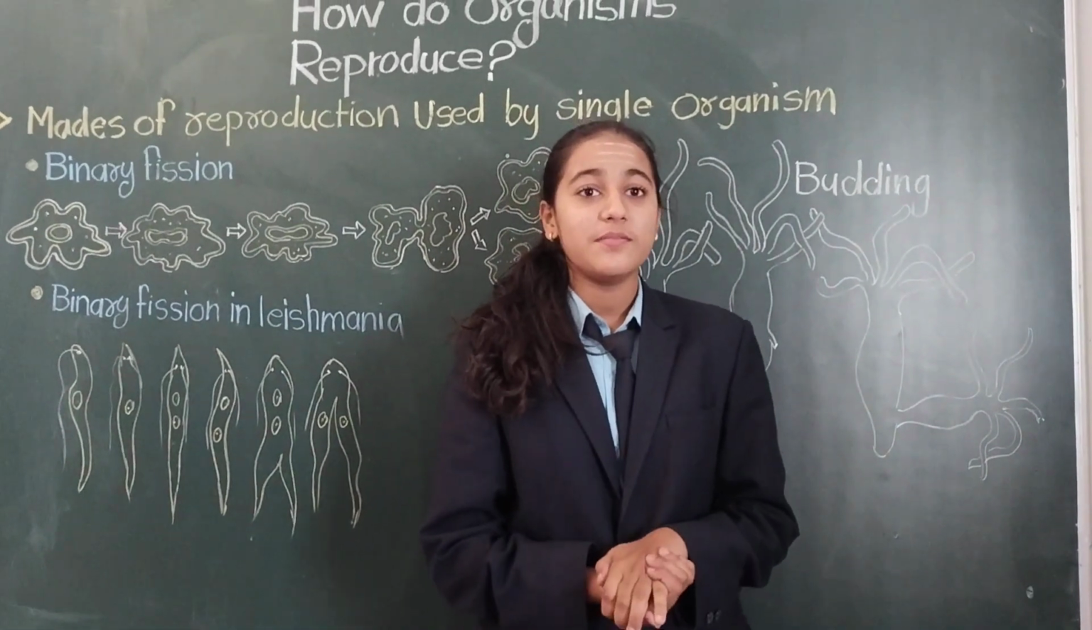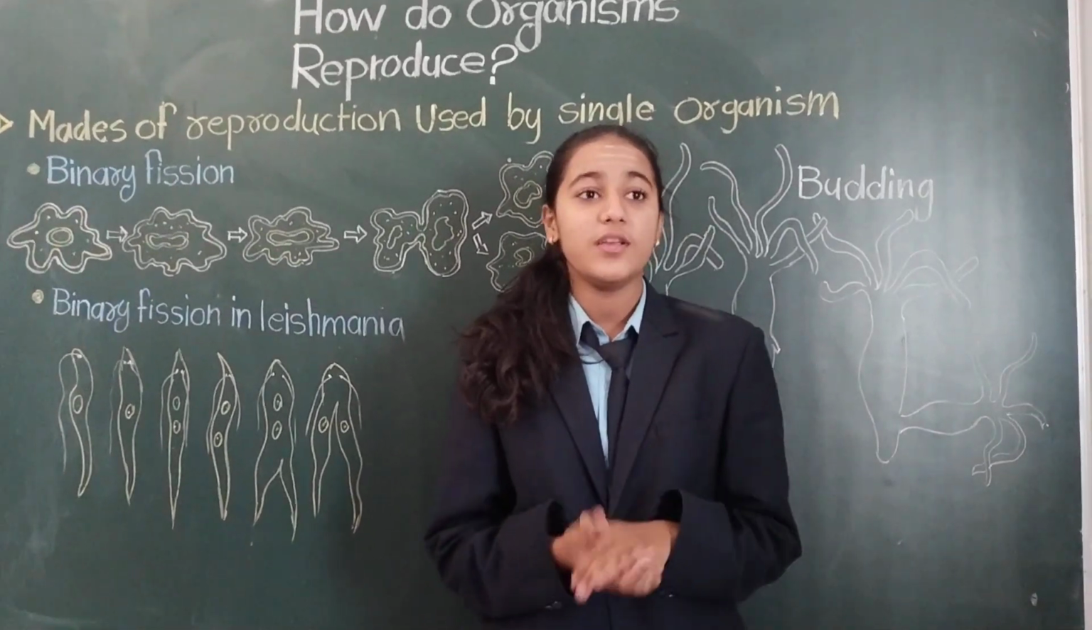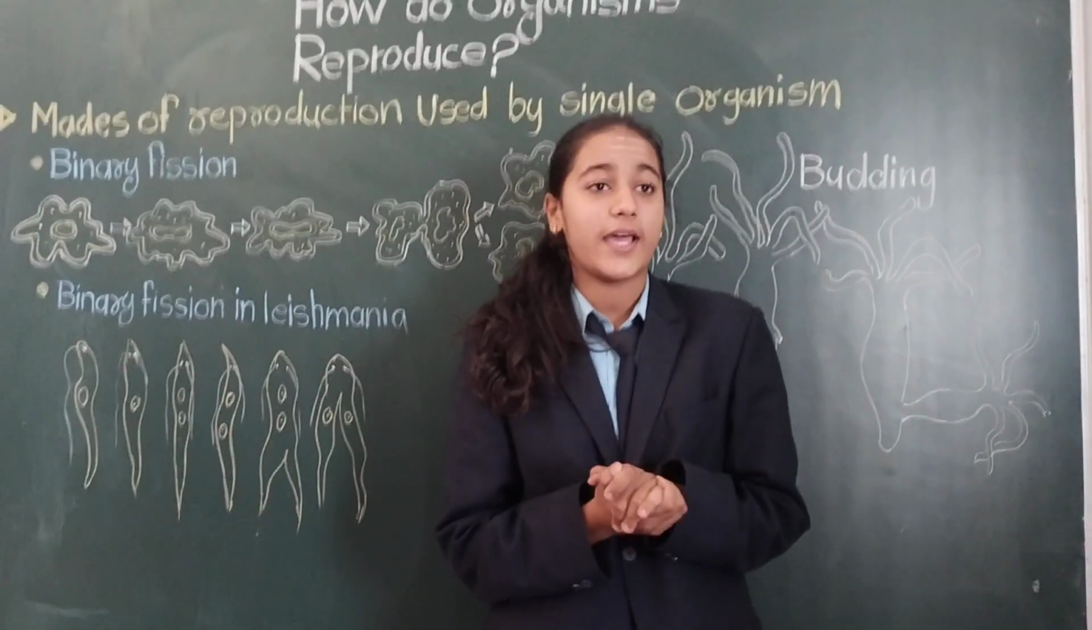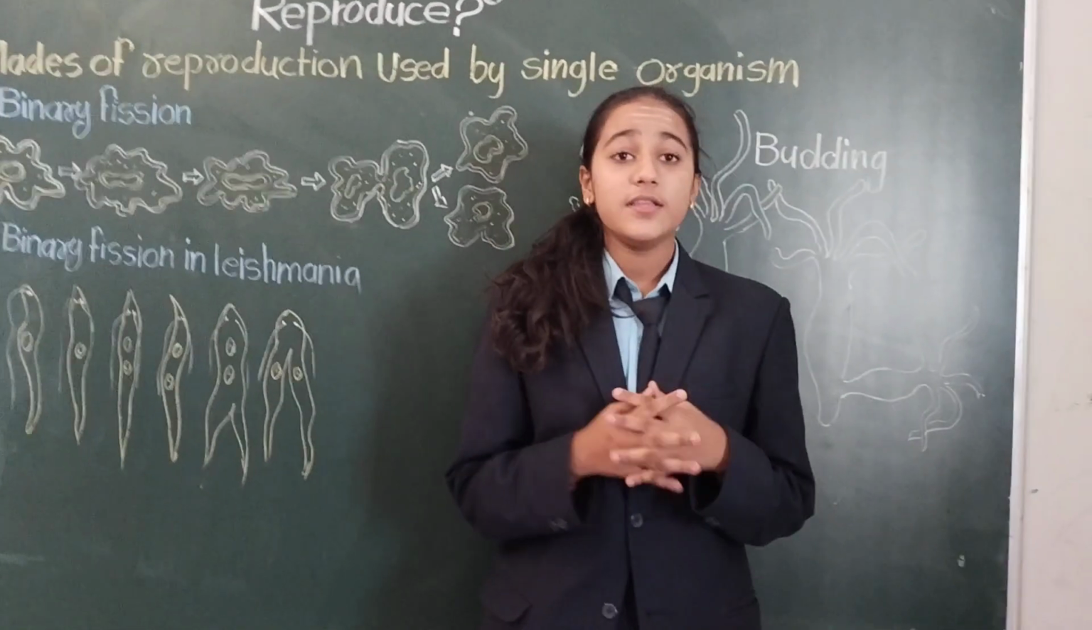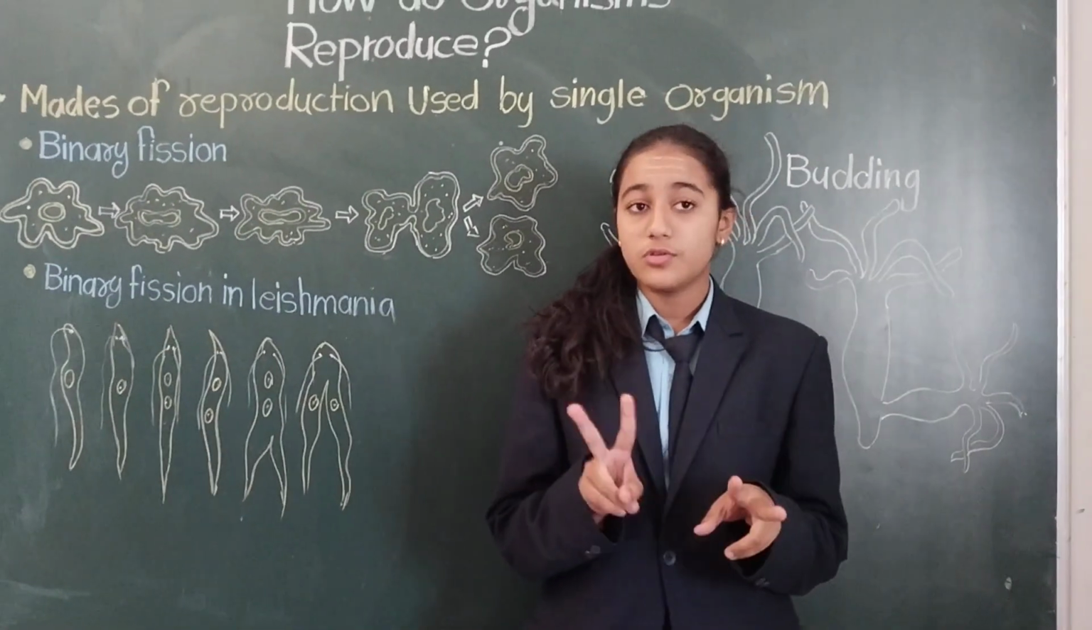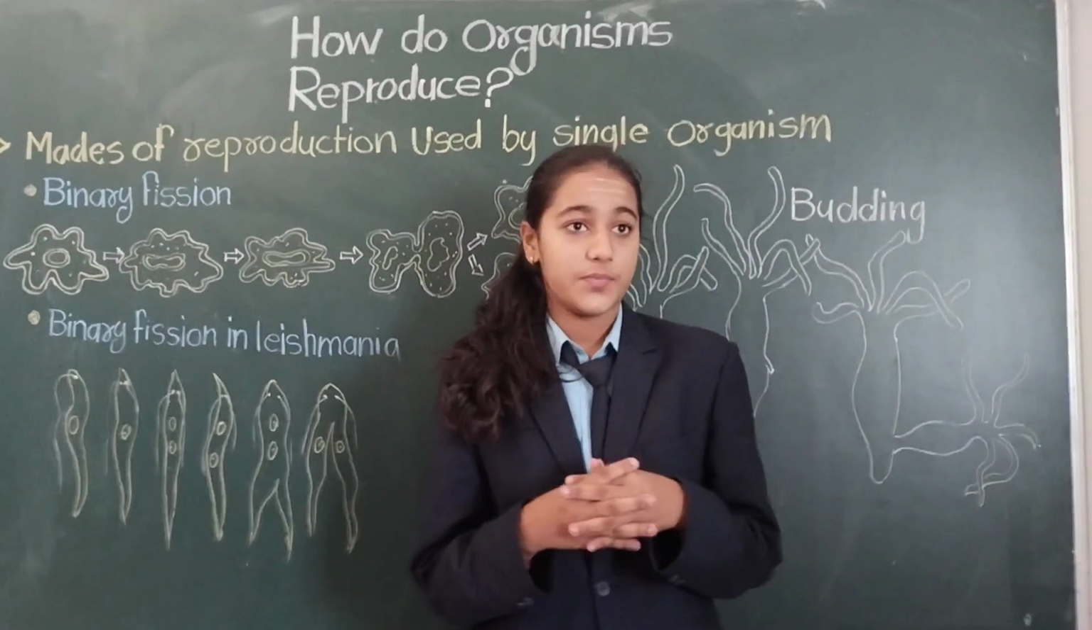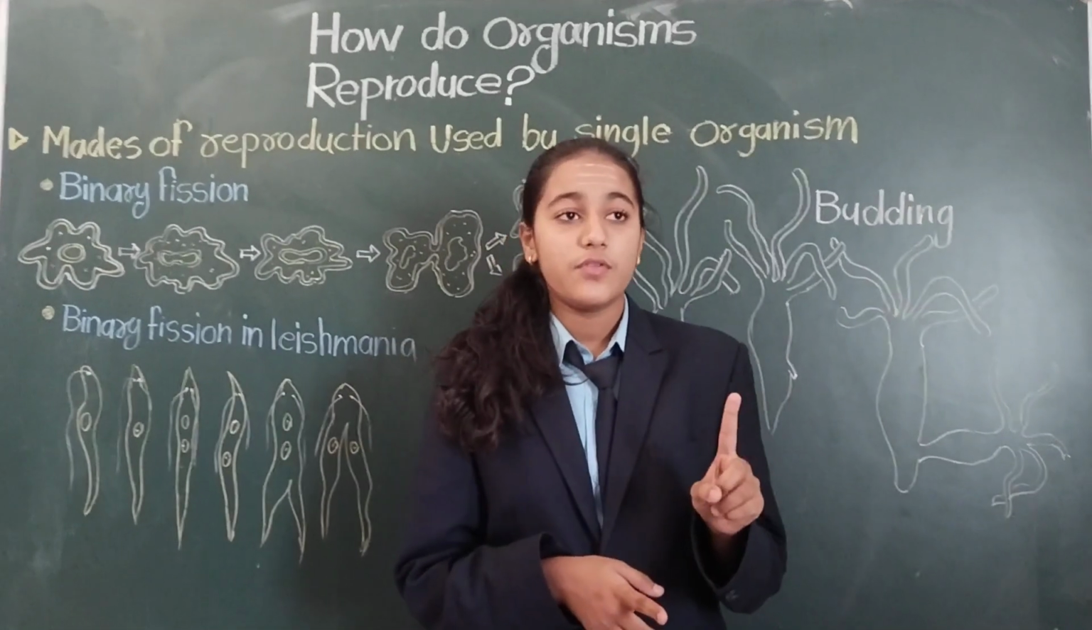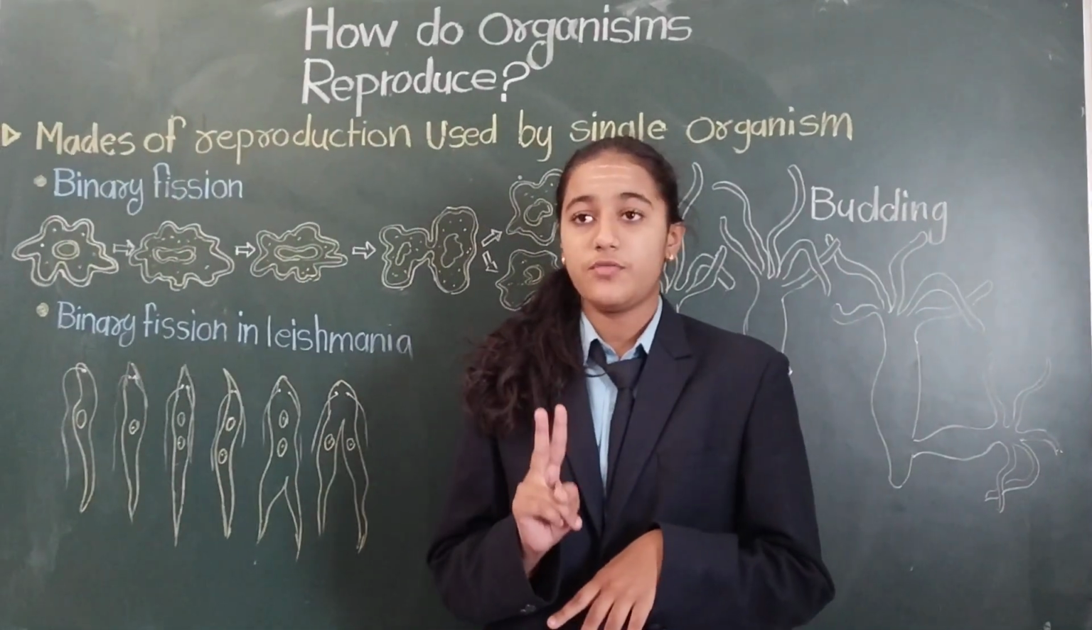Today I am going to explain the topic of modes of reproduction and the common ways of reproducing asexually. What exactly are the modes of reproduction? There are mainly two modes by which organisms reproduce. First is the sexual mode of reproduction and second is the asexual mode of reproduction.